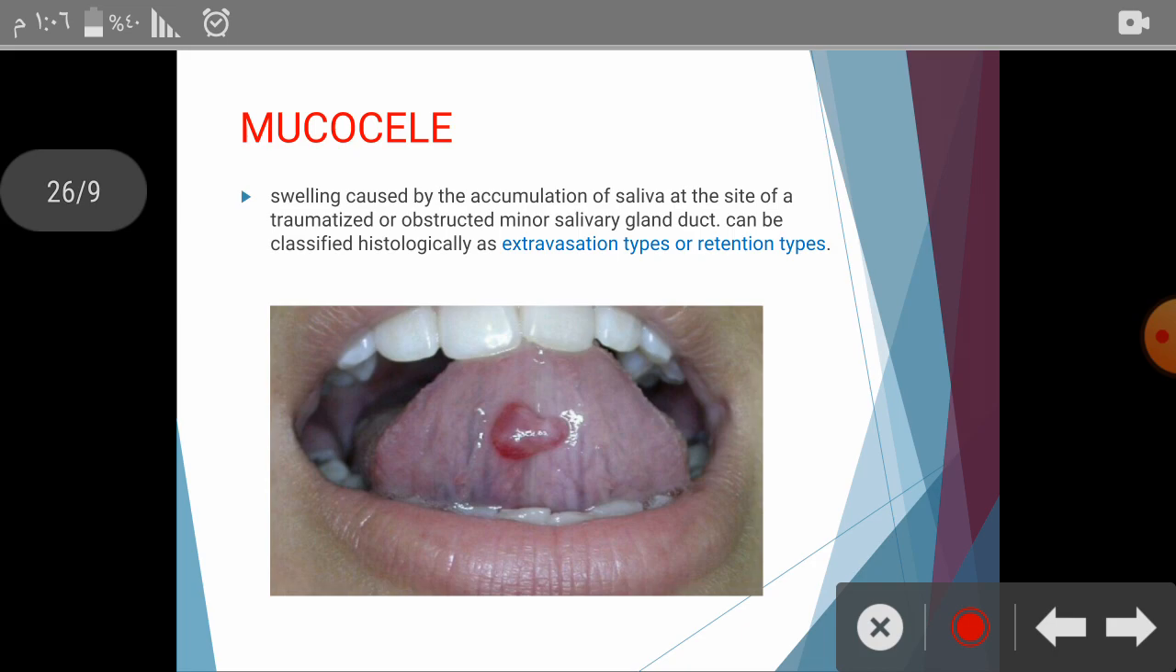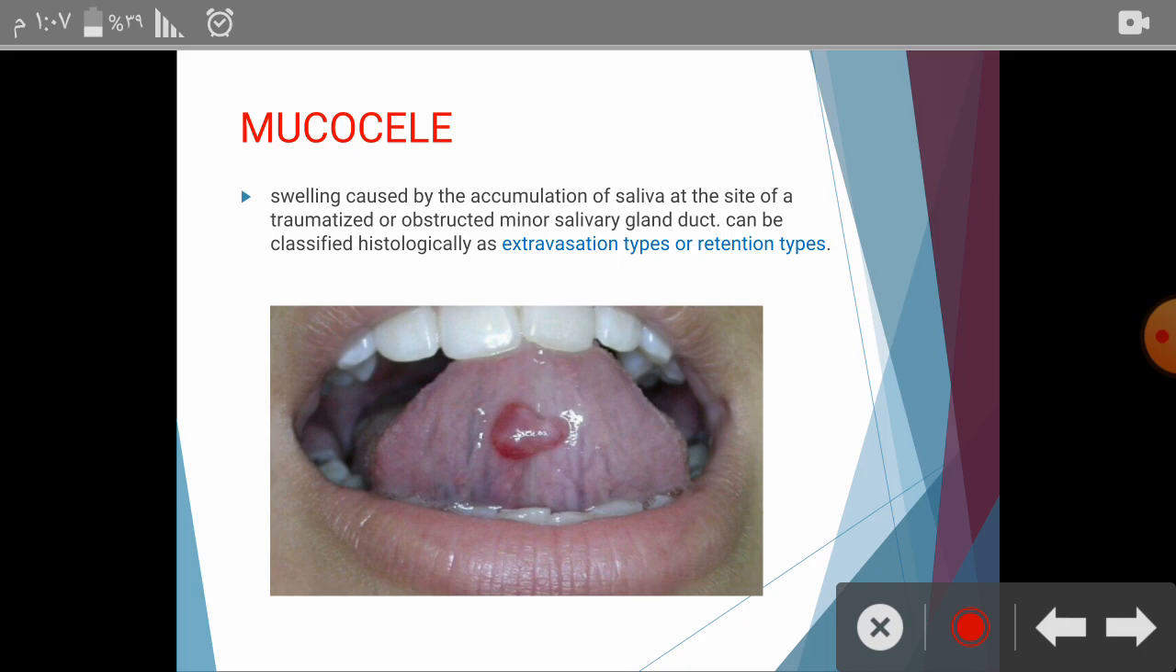The mucocele is a swelling caused by accumulation of saliva at the site of a traumatized or obstructed minor salivary duct. It can be classified histologically into extravasation type and retention type. The extravasation type, which is the most common, results from trauma to the minor salivary gland excretory duct, which causes laceration of the duct and pooling of saliva in the adjacent submucosal tissue.